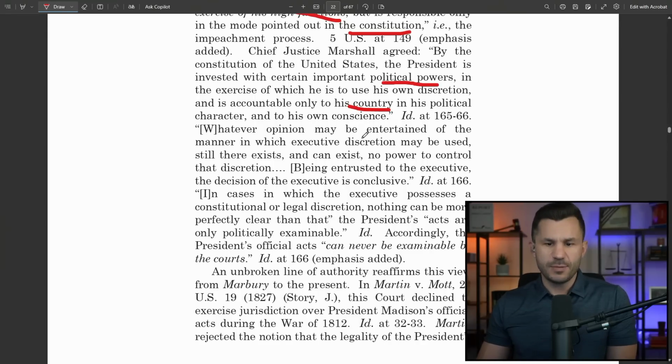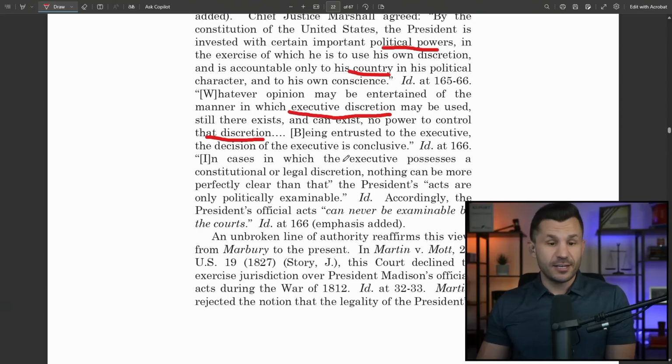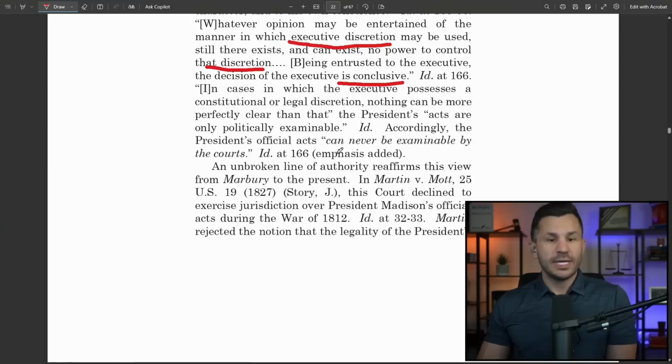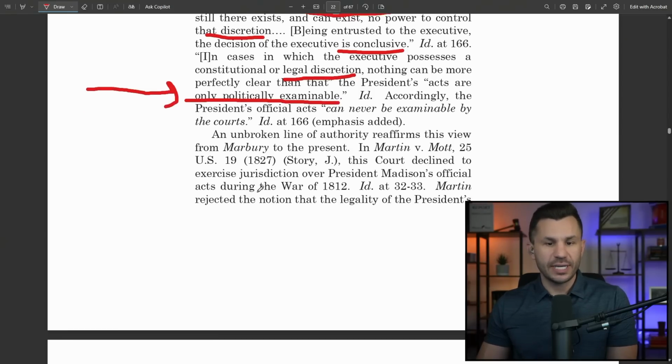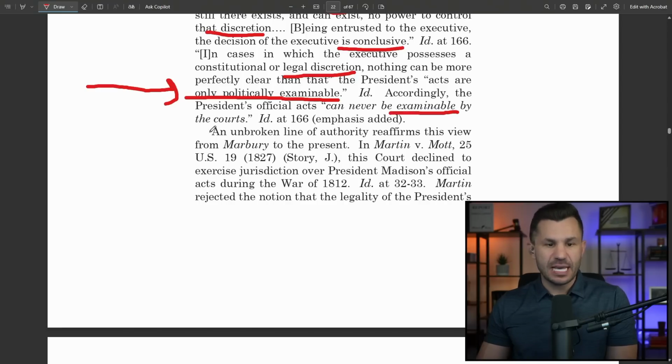And whatever opinion may be entertained of the manner in which the executive discretion may be used, still there exists and can exist no power to control that discretion. Why? It is entrusted to the executive. The decision of the executive is conclusive. You can't second guess them. In cases in which the executive possesses a constitutional or legal discretion, nothing can be more perfectly clear than that the president's acts are only politically examinable. Accordingly, the official acts can never be examinable by the courts. And if you want to prosecute, you got to impeach, which we'll get to.